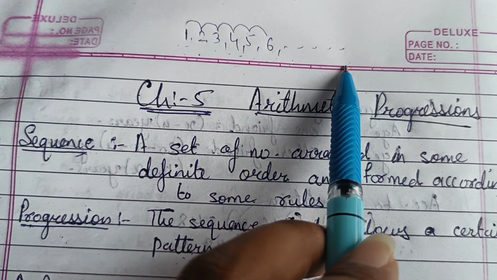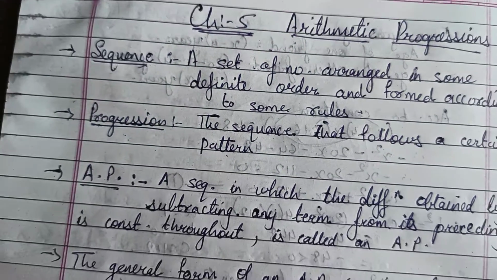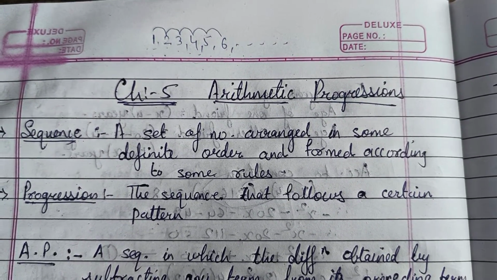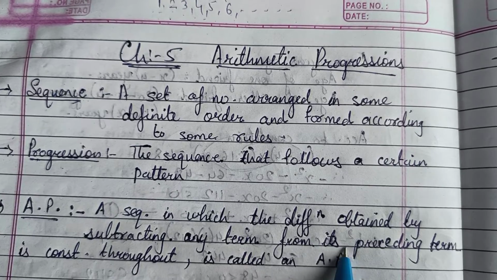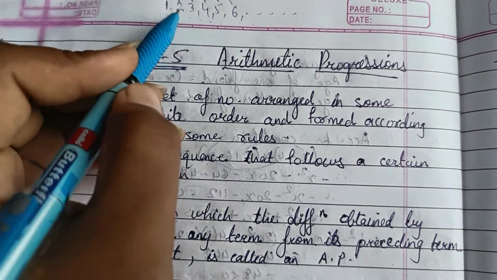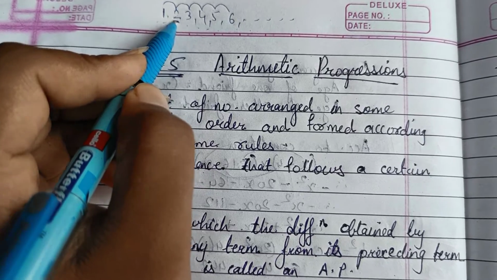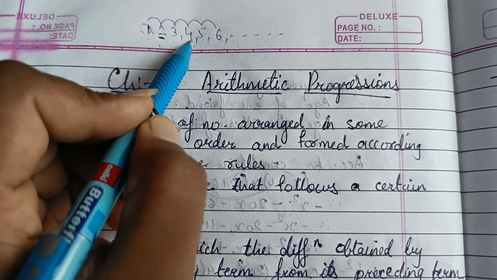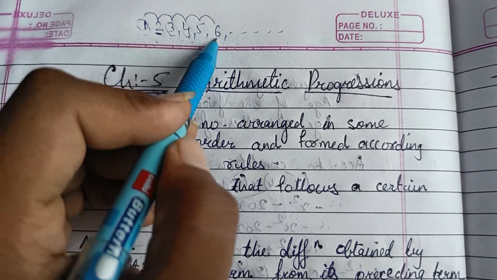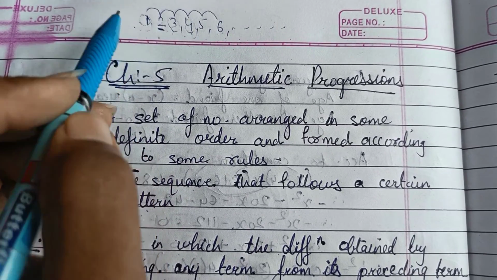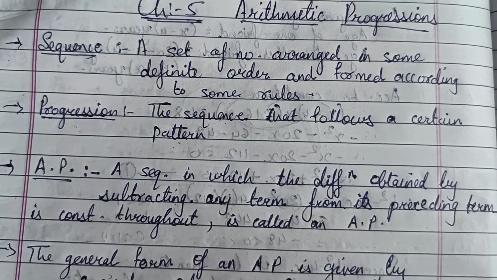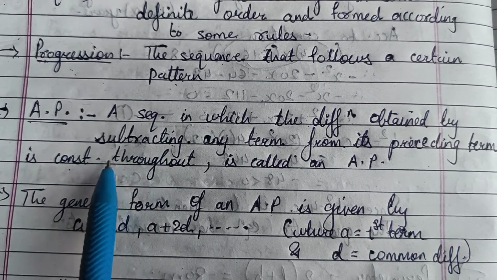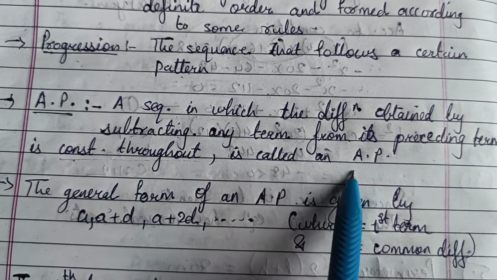Suppose you have this series, and what they are saying is that a sequence in which the difference is obtained by subtracting, see, subtracting what? By subtracting any term from its preceding term. Preceding term means the term before it. If you are taking 4, you have to subtract 4 minus 3. Any term you take from this series, you will get your difference as 1. So this series is your AP. The difference you get is constant everywhere. So this is known as AP.